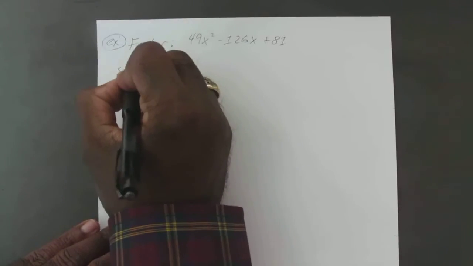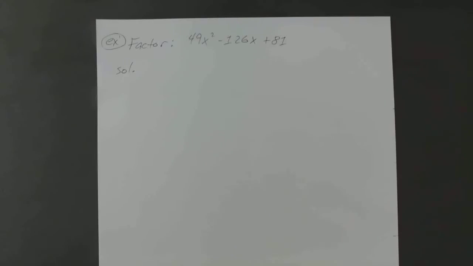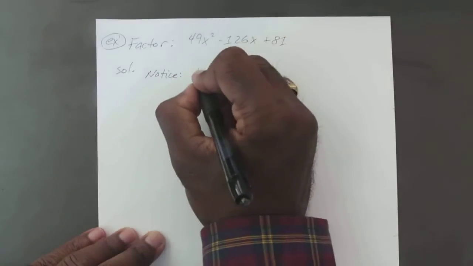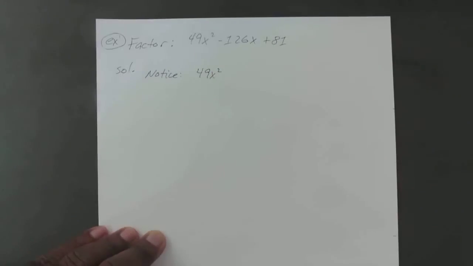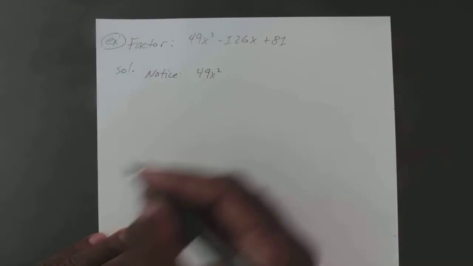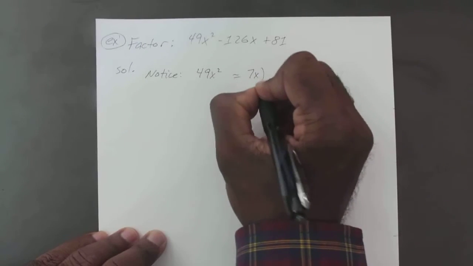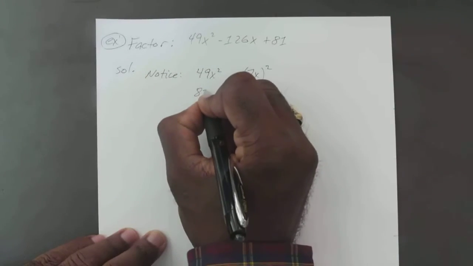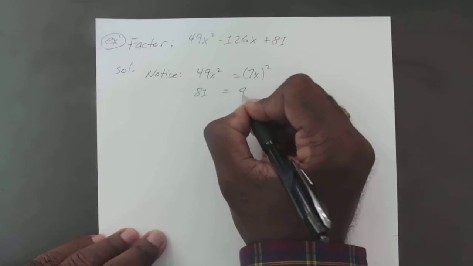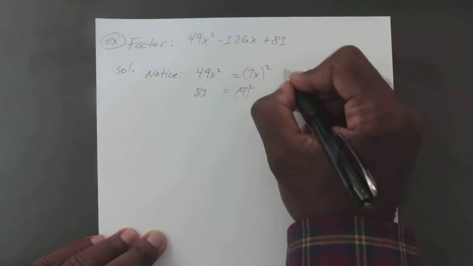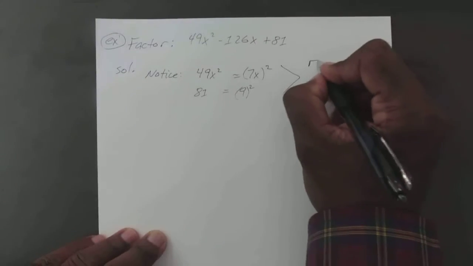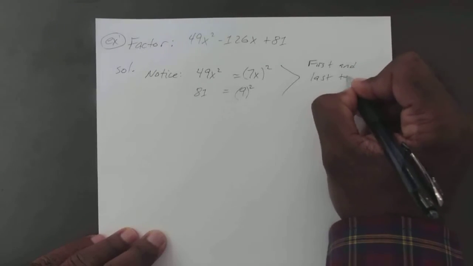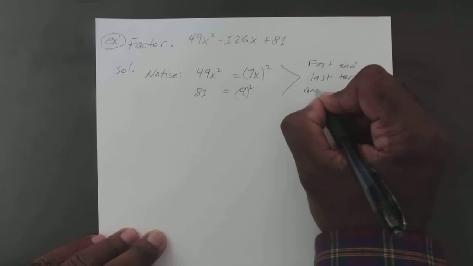All right, so let's start on this one. Okay, so the first thing you should have noticed is that 49x squared, 49 is just 7 times 7. So that can just become 7x squared. And 81 is just 9 times 9, or 9 squared. So again, our first and last terms are perfect squares.